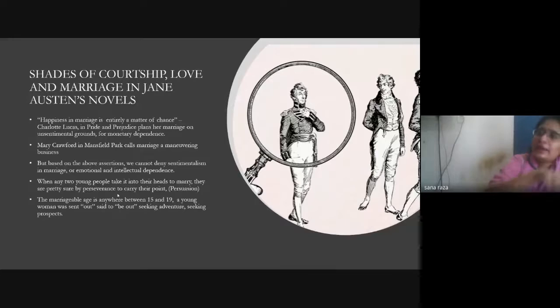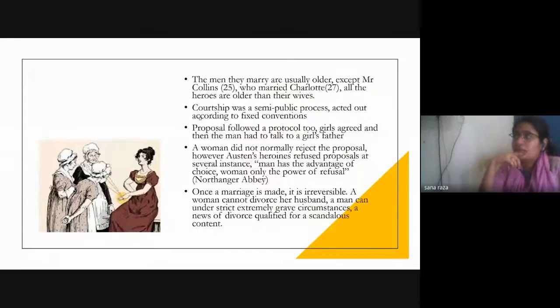And the men they marry are usually older, except Mr. Collins, who married Charlotte, who was 27 years old, while Marianne was around 17 and Colonel Brandon was 35 years old. So there has been a lot of age difference, and most of the time men are more mature and more aged than their wives.